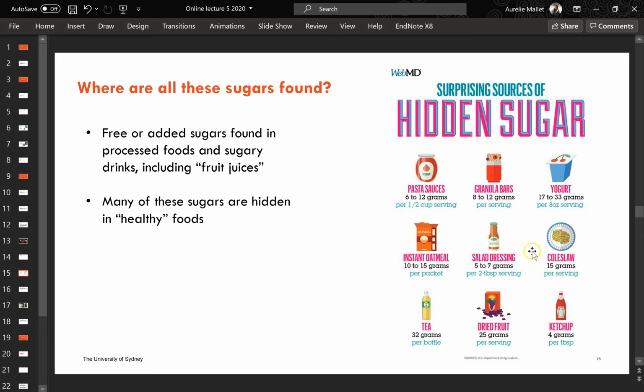And I quite like this little photo here of where you can find hidden sugars. Some of you might already be aware of this, but some of you might not. So, for example, pasta sauces can contain 6 to 12 grams of sugars. One teaspoon is 4 grams of sugars. So a pasta sauce can contain up to 3 teaspoons of sugars.